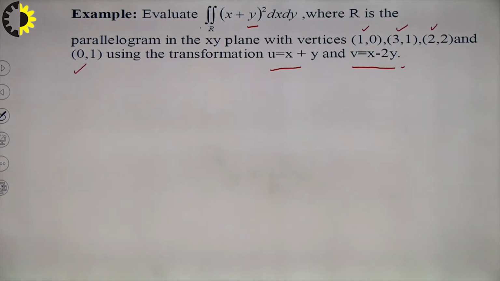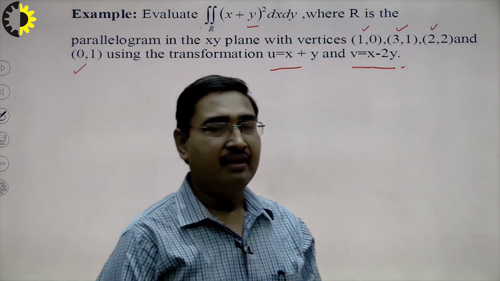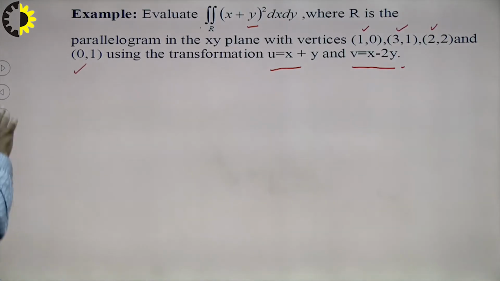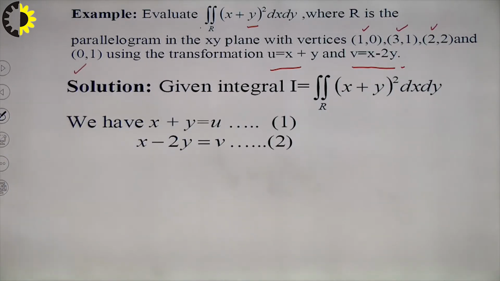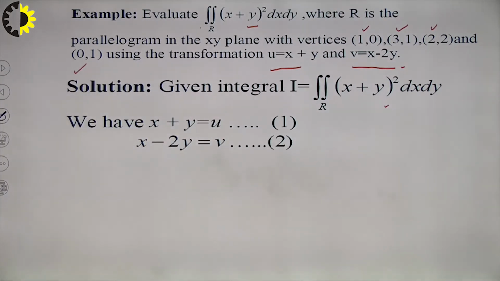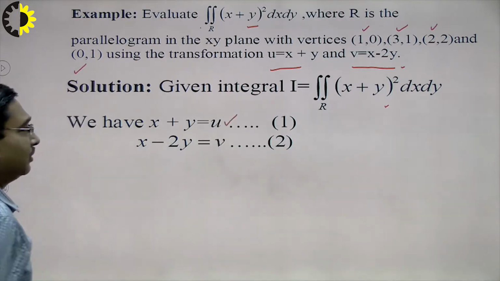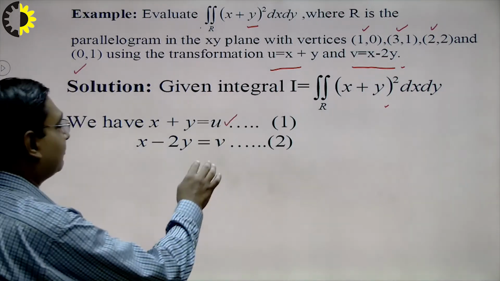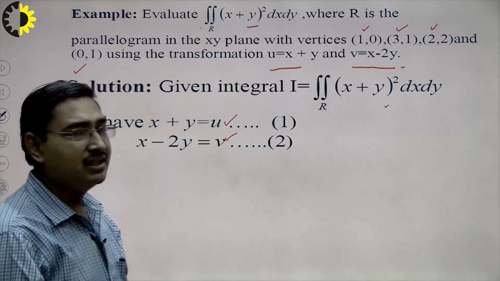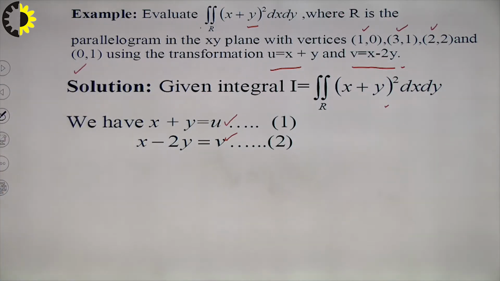As we have discussed, first of all we shall find the values of x and y in terms of u and v. We have this as our given integral. The relations between xy and uv are x plus y equal to u and x minus 2y equal to v. These two relations are given. We shall solve these equations algebraically to find the values of x and y in terms of u and v.